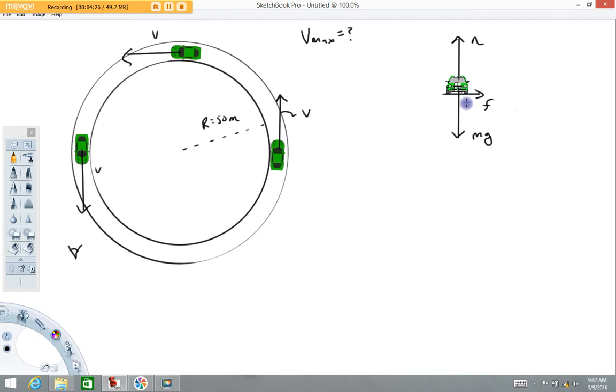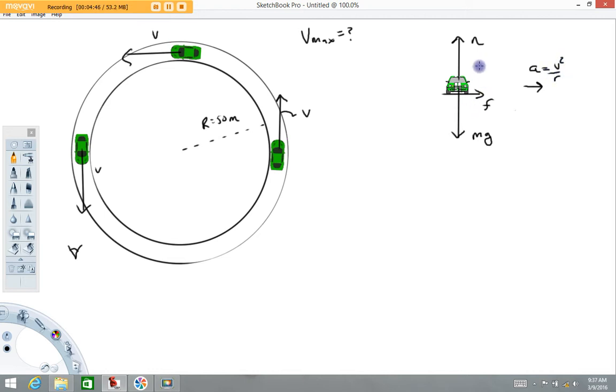Now the other thing we have to realize is the acceleration direction. This car is not accelerating up or down. If it did, it would come right off the road. So the acceleration direction is to the right. I'm going to go ahead and put an arrow here. And that acceleration is a centripetal acceleration, so it has a magnitude of v squared over r.